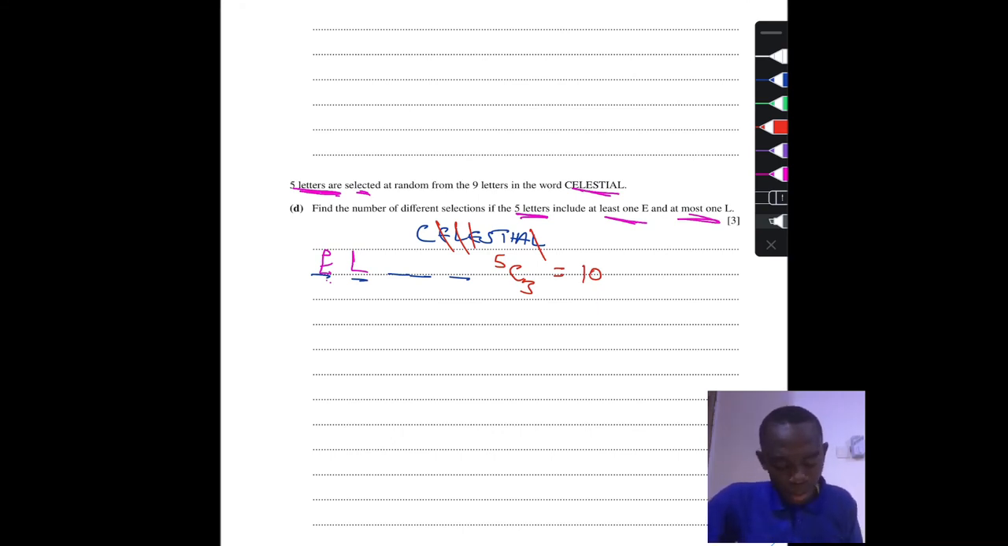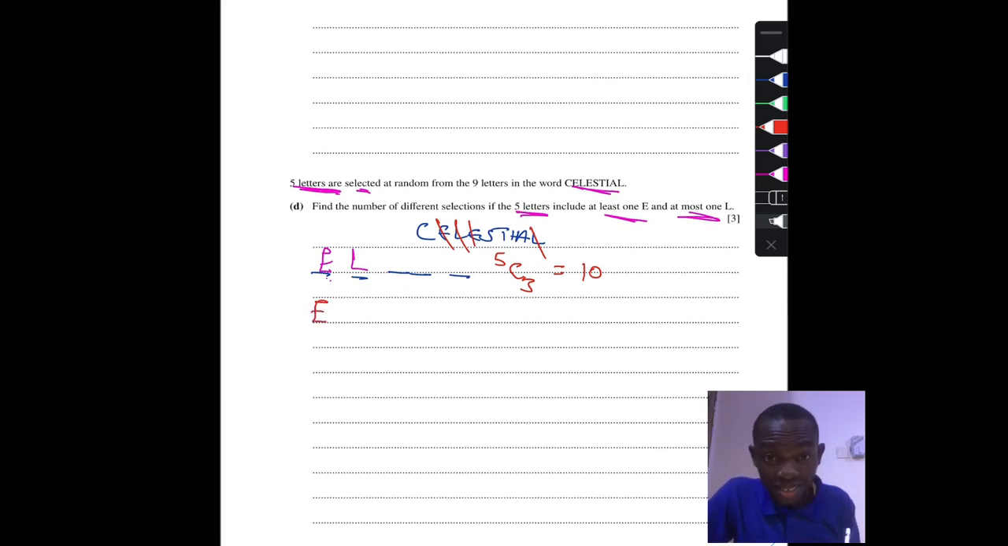Now that you've done that, let's go for when there are no L. This says at most 1 L. So you've done that. Let's go for at most, I told you, is 1 or 0. So let's go for when there's E, but there's no L. So that means there are 4 slots to fill, and that would be 5 combination 4. And 5 combination 4 is 5. Now we are done with the 1 E arrangement.